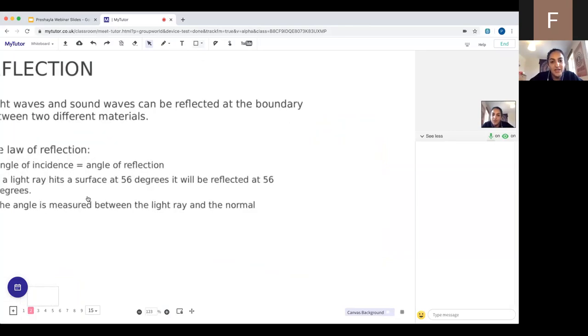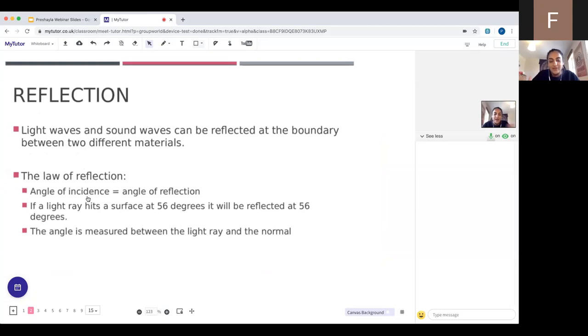Reflection is quite simple, really. It's a wave that hits a reflective surface, so a mirror or some other type of reflective surface, and it gets reflected back. It hits a boundary between two different materials. Usually it's going to be air and a mirror, or air and another reflective surface, air and a wall, something like that. So the wave hits the boundary and it gets reflected back.